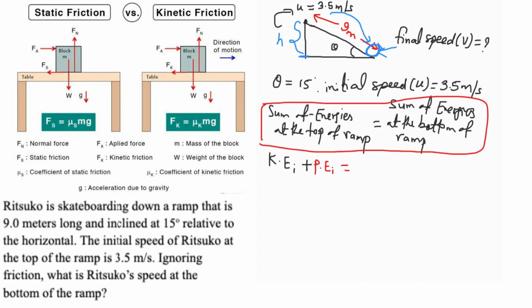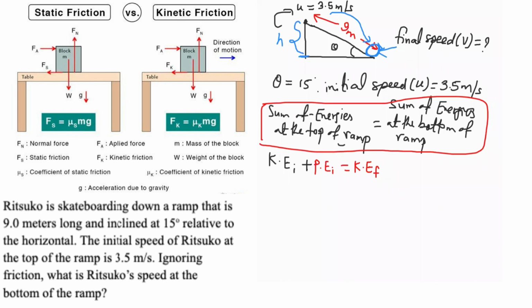When the Ritsuko does skateboarding and reaches the bottom, at the bottom there is only a presence of what? Kinetic energy, because she is moving there, but potential energy is zero. Any body on the ground always has zero potential energy with respect to the surface. We know that.